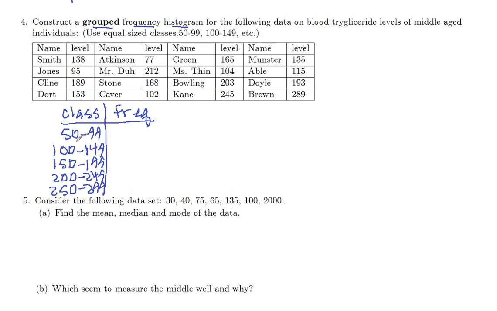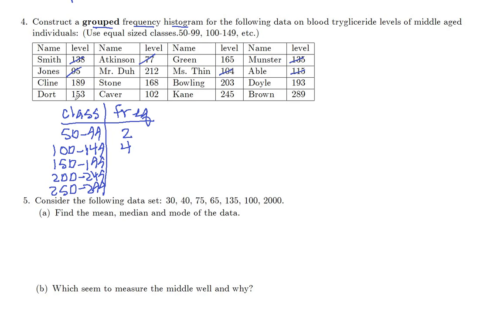So let's count how many we've got in that 50 to 99 range. So there's 1, 2, 2. So a frequency of 2. So when you study using tick marks, I just counted them off. In the 100 to 149 range, we've got 1, 2, 3, 4. So a frequency of 4.